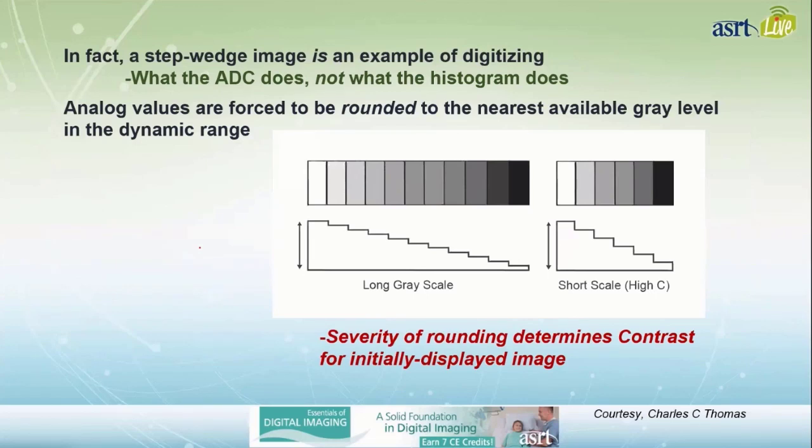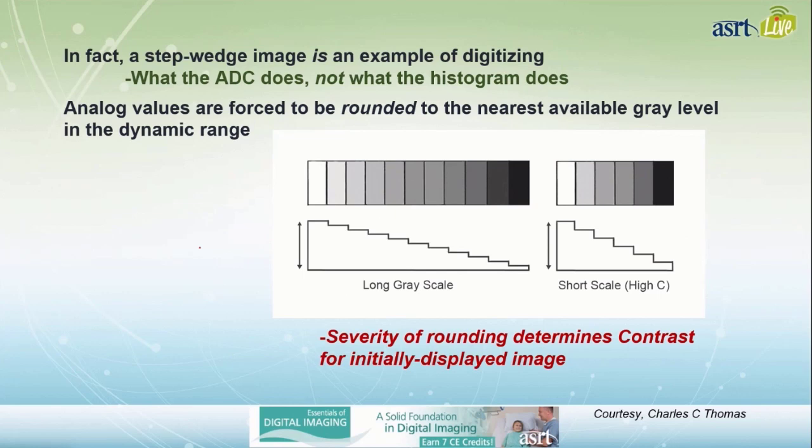Now, just as a sidebar, it's kind of interesting to note that a step wedge can be used as an amazing example of digitizing, which is what the ADC does, the analog to digital converter. Not what the histogram does, mind you, but what the ADC does. Because what it does is force analog values, if you think about it, to be rounded to the nearest available gray level in that step wedge, or the next available gray level in the dynamic range on a computer. And so the severity of that rounding determines the contrast for the initially displayed image.